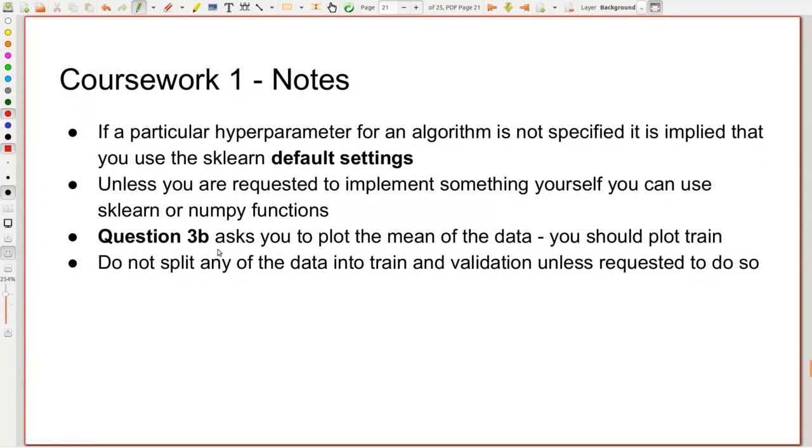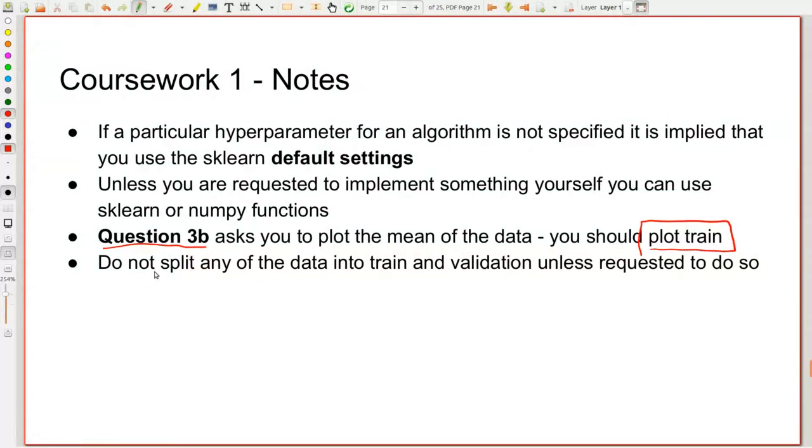One of the things that is maybe slightly ambiguous is question 3b. This is the one on decision trees. It asks you to plot the mean of the data. It doesn't actually specify which split of the data you should use. And so it's reasonable to assume that you should use the train. At the very least, like in all cases, whatever you plot, you should make it clear what that is. So if you are plotting the train, you write that this is the train data. Okay, so that's maybe one of the most ambiguous ones. So just take note of that. Question 3b should plot the train data.